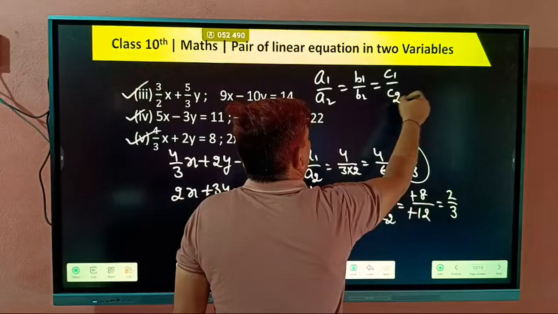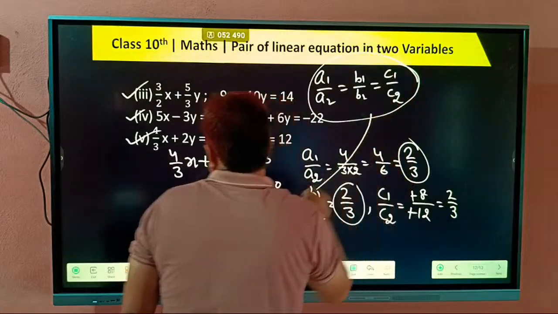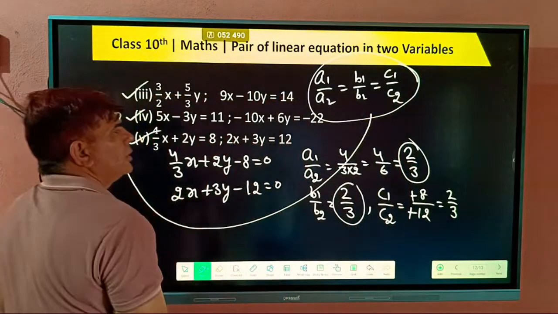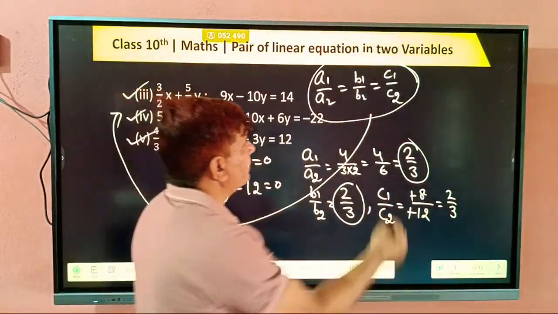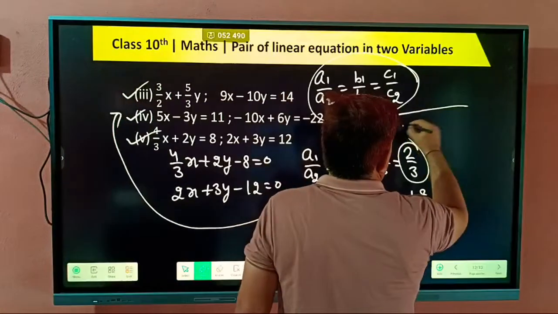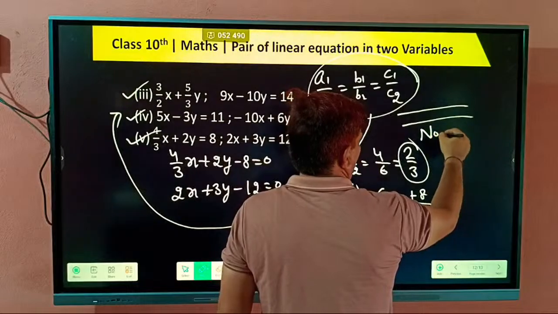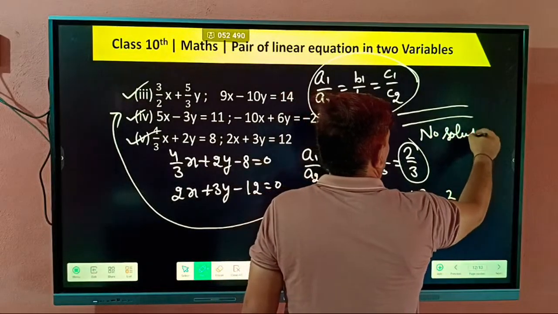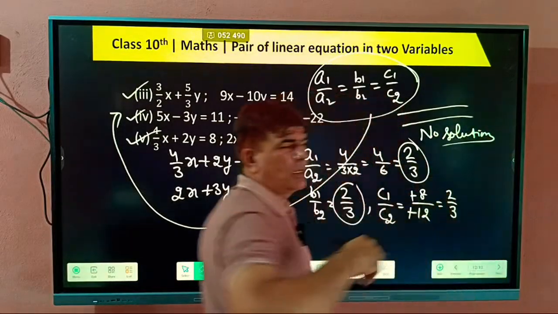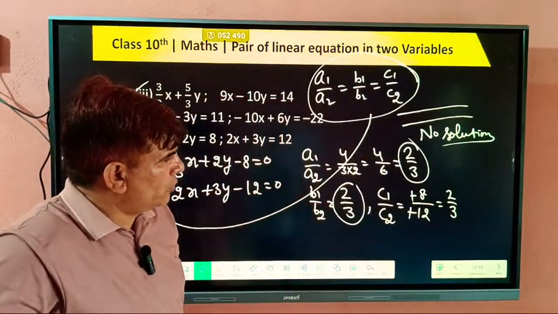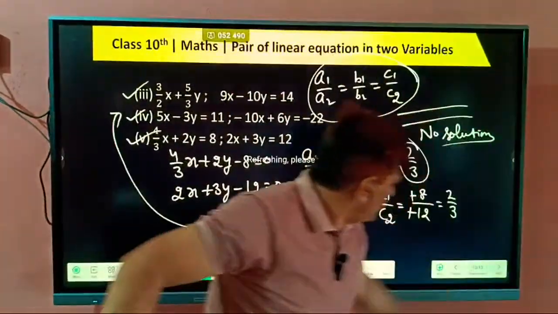What's the condition? The same condition which is given in the fourth part of this. It means the lines are parallel to each other. So how many solutions? No solution. If no solution, what type, consistent or inconsistent? You know. So this I told you.